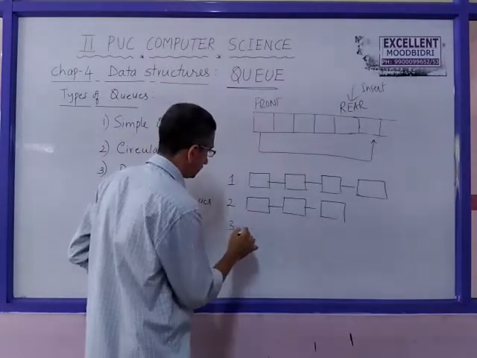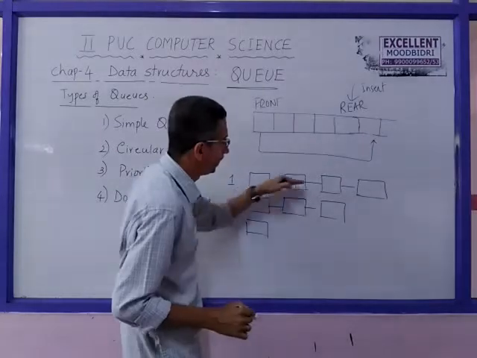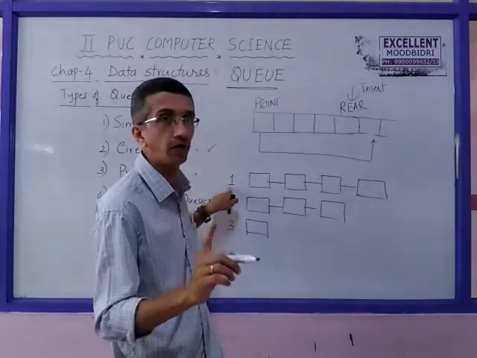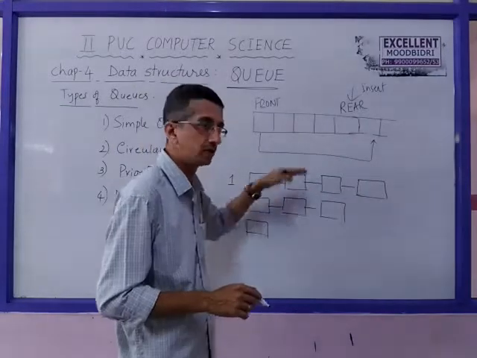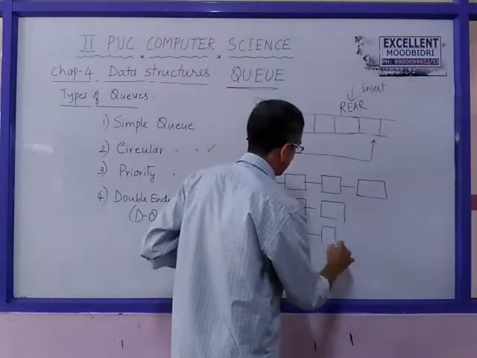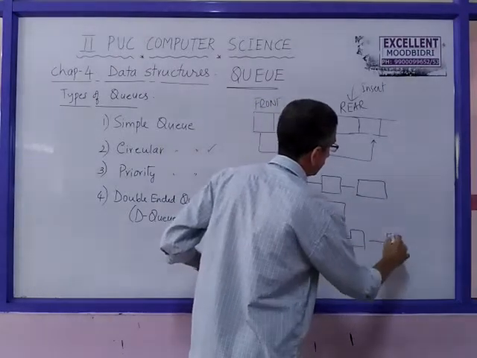So all these will belong to priority 1. There can be many items having the same priority, so let them be in the queue. This is another queue, and this is another queue having priority 3, like this. So all these are items.